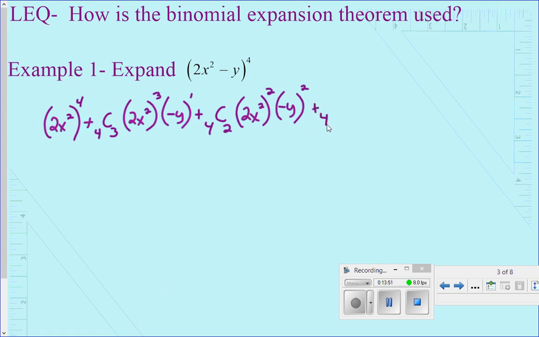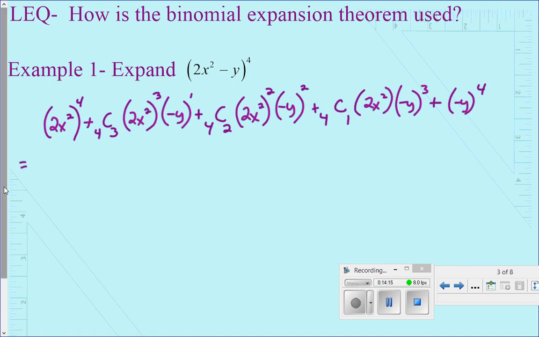Plus sign, 4c, this is a 1. In parentheses, 2x squared is going to be to the 1st, and negative y is going to be to the 3rd. And lastly, plus sign, in parentheses, negative y is to the 4th. Okay, so I'm going to go ahead and simplify 2x squared to the 4th. So 2 to the 4th is 16, and x squared to the 4th I multiply gives me x to the 8th.